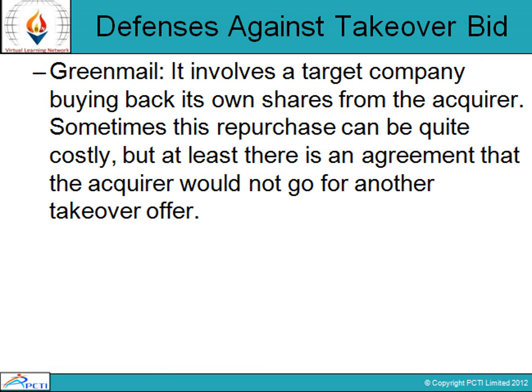Another is greenmail. So it involves a target company buying back its own shares from the acquirer, but typically it is above the stock market price. So sometimes what happens, this repurchase can be very costly, but at least there is an agreement that the acquirer would not go for another takeover offer.